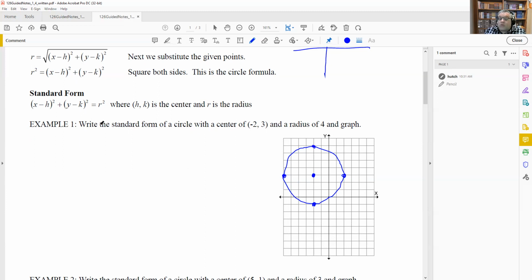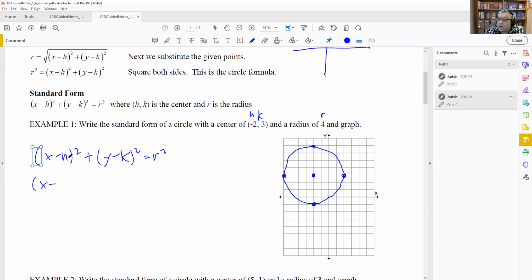But we also want to write the standard form of a circle. Okay, so this is going to be your H and K. That's the center that was given. And the 4 is going to be the R. So what I do is I'm starting with my (x minus h) squared plus (y minus k) squared equals r squared formula. And now I'm just going to plug in the information here.